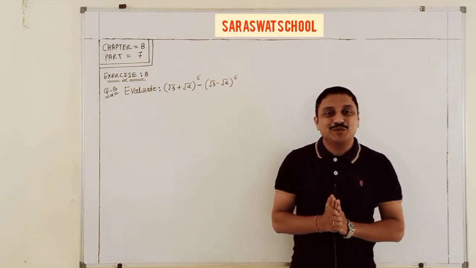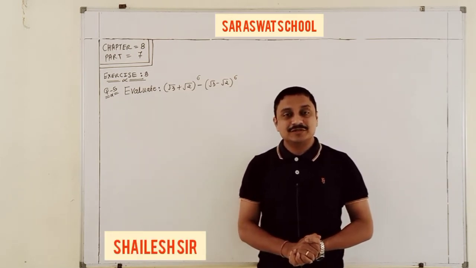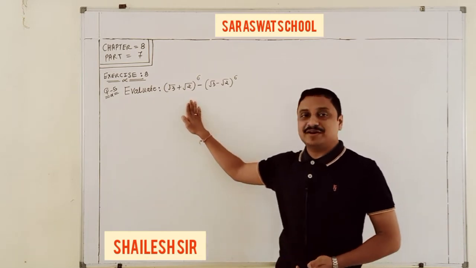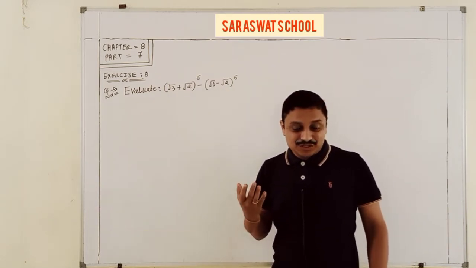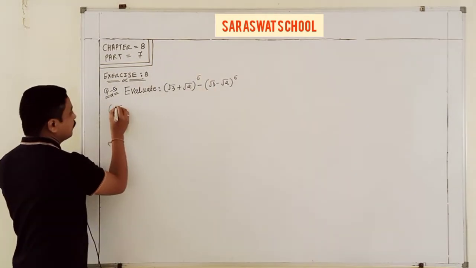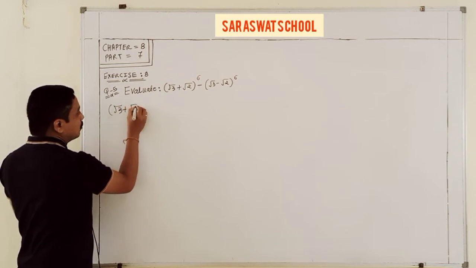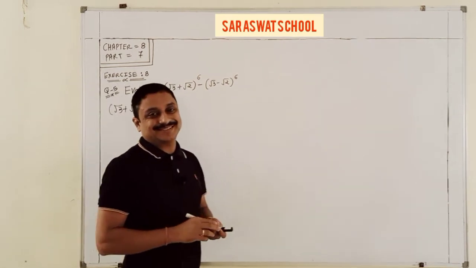Students, today we continue our Exercise 8, question number 5: evaluate (root 3 plus root 2) to the 6th power minus (root 3 minus root 2) to the 6th power. So students, here I am going ahead one by one, starting with (root 3 plus root 2) raised to 6.